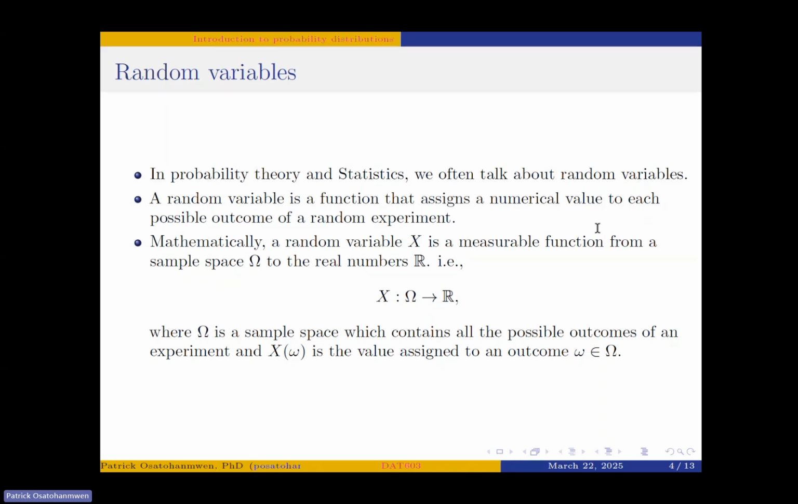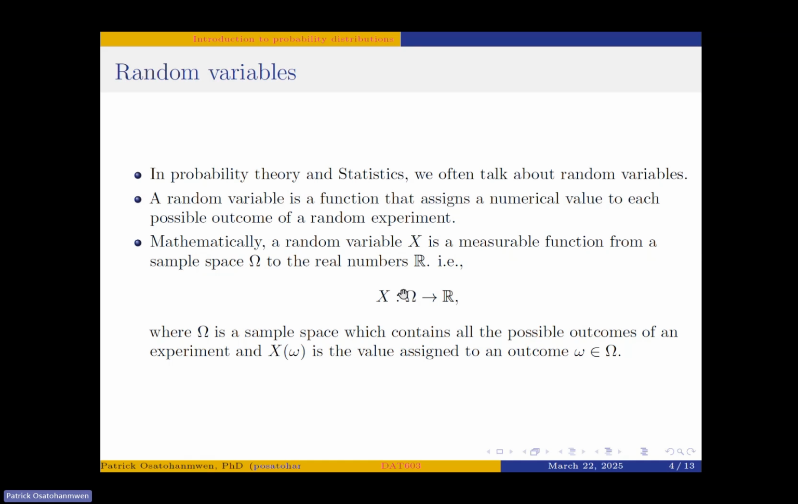So a random variable is actually a function that is defined on a sample space and brings out what is called a real number, as we can see here. So this is the mathematical representation of a random variable. If X is a random variable, it is defined on a sample space. And of course, it emits some values which are real numbers. It is these real numbers that we are interested in. So it's a function that assigns a numeric value to each possible outcome of a random experiment.